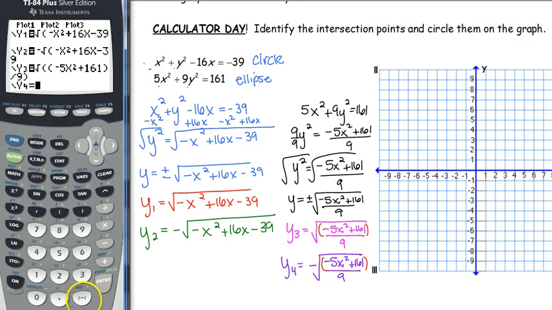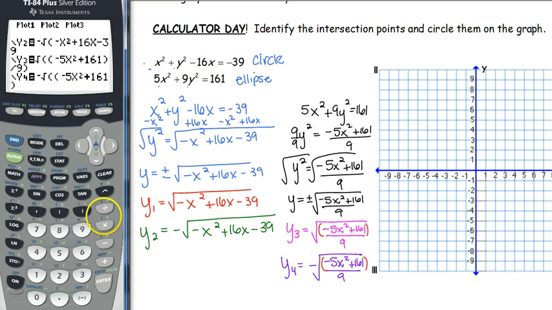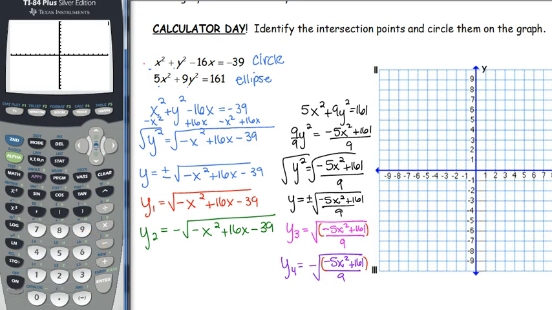And the same thing in y4, except we have a negative on the outside. We add that additional set of parentheses for the numerator of our fraction so that we make sure that the numerator is grouped together, and then divided by 9. We always want to start off in a standard window so we can gauge what our graph is going to look like. So we go to zoom 6. It's going to graph in the order in which it was entered. So we saw y1, then y2, y3, and then y4.